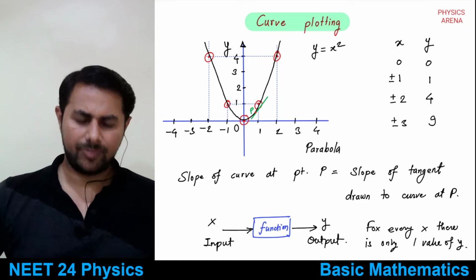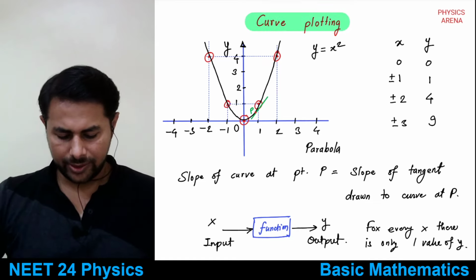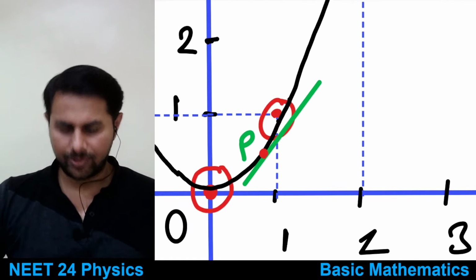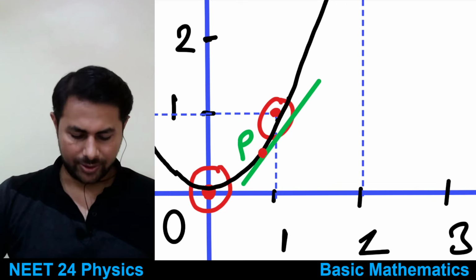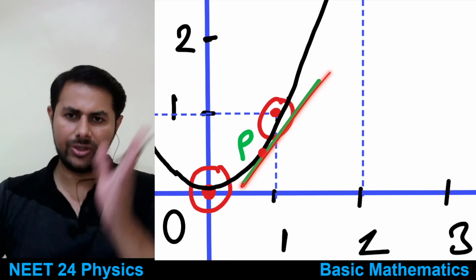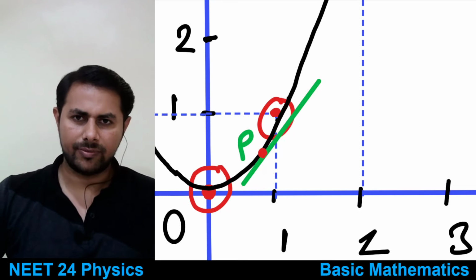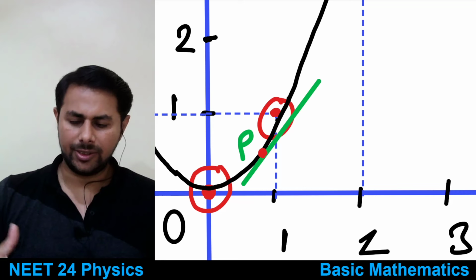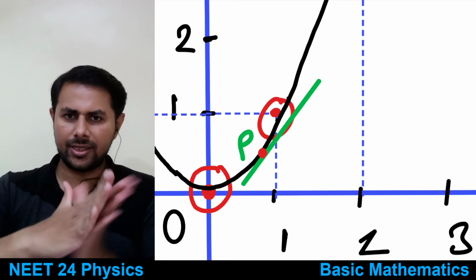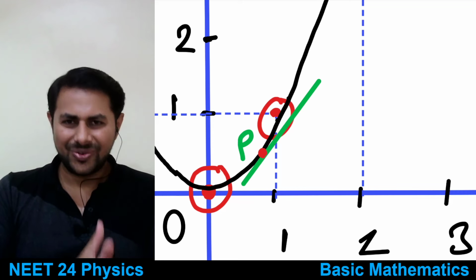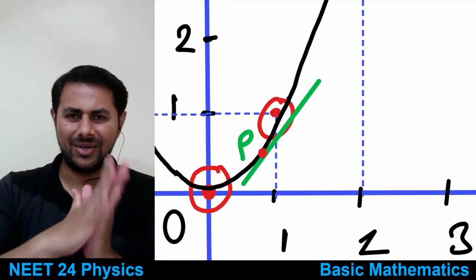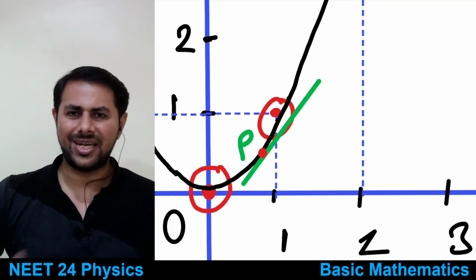Alright, it's very simple. Suppose I want to find out the slope of this curve at this point. What will I draw? I will draw a line which is tangential to the curve. A tangent means a line which touches the curve at one and only one point. That is called a tangent.